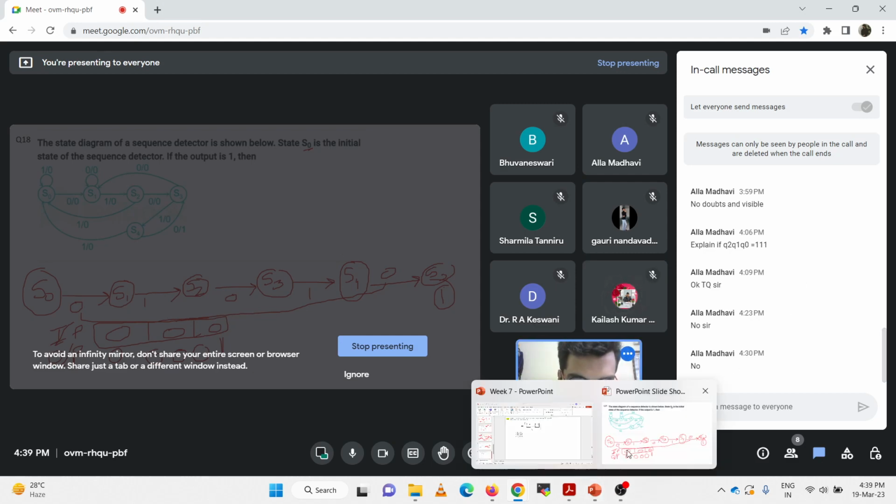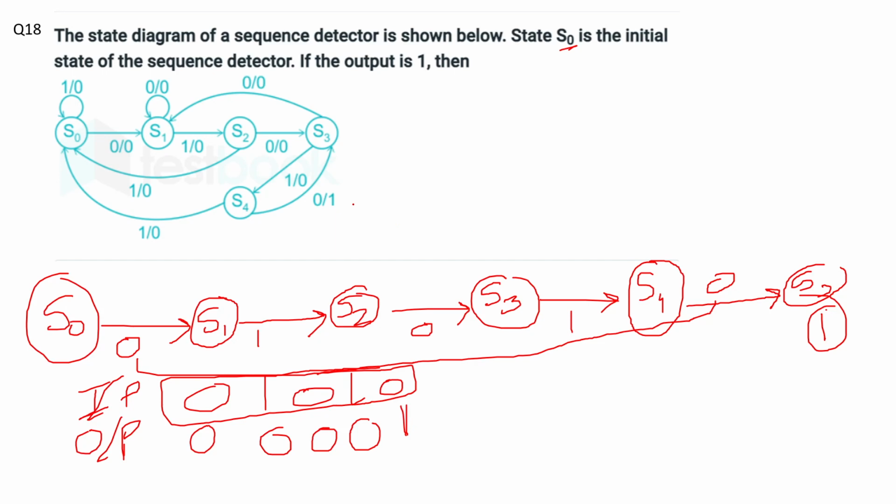So question number 18 asks us, the state diagram of a sequence detector is shown below. State S0 is the initial state of the sequence detector. Basically if the output is 1, it means the sequence has been detected, and we need to look at the arrows and find out the input condition for which the output becomes 1. I am at S0 and I am moving forward to S1 with input 0.